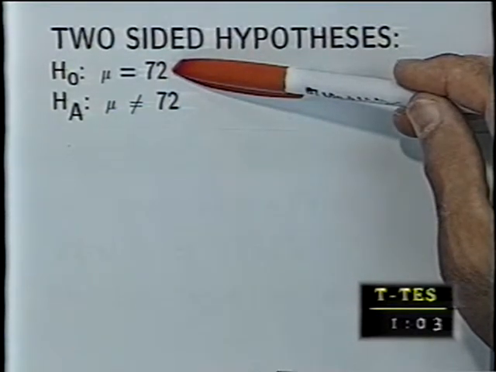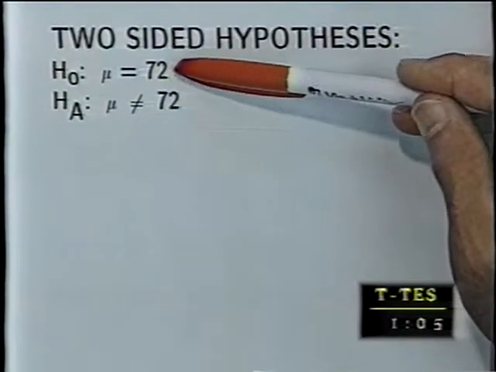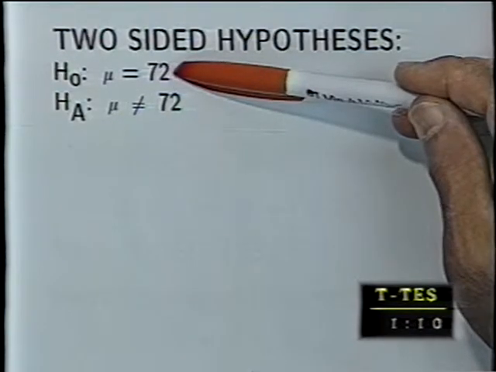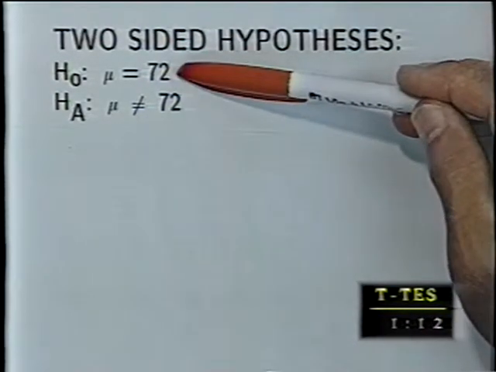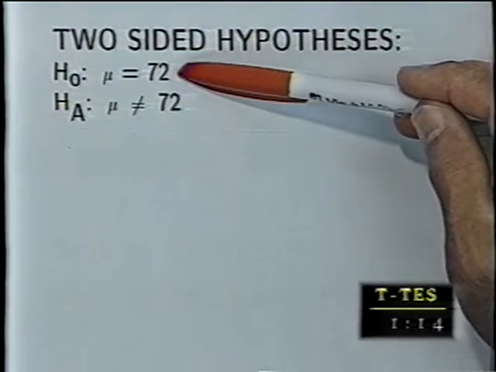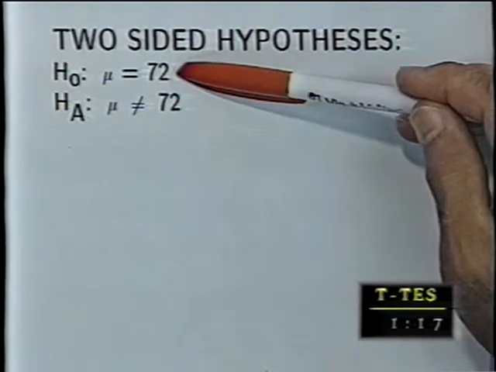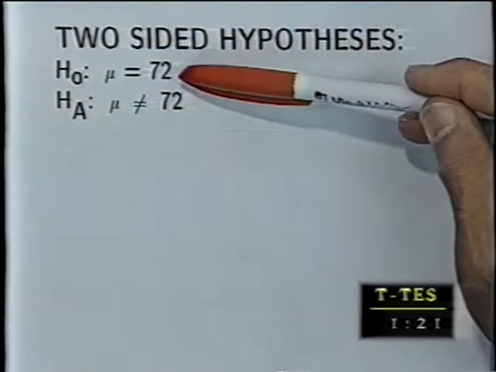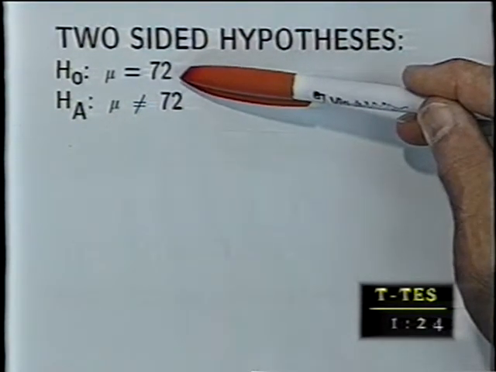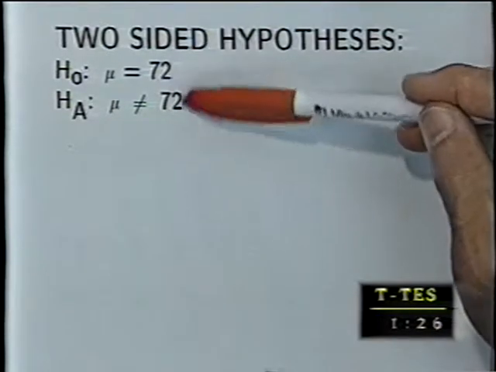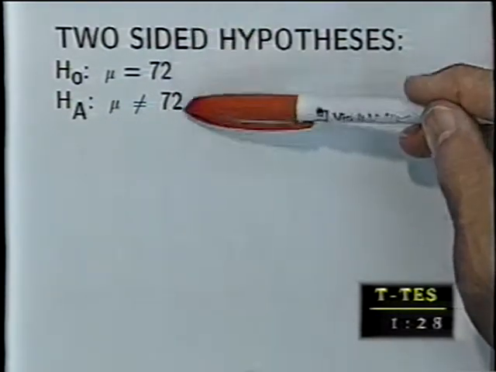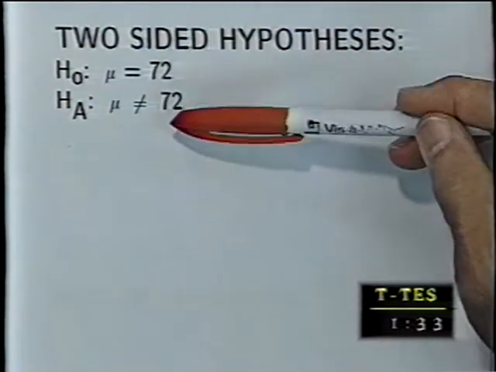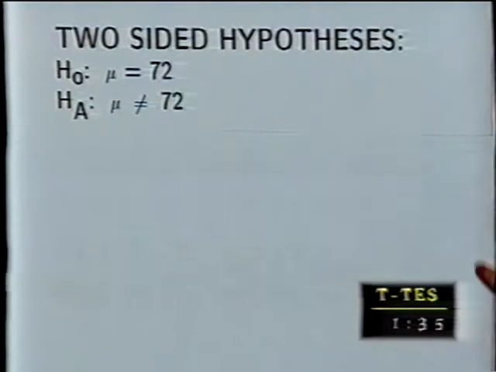If I thought the fellow was 80 inches tall, really 80, I'm convinced he's 80 inches tall, then I would say the null hypothesis is wrong. I would reject it because 80 is much bigger than 72. On the other hand, if I thought that the true height was 50 inches, he's only 50 inches tall, I would reject the null hypothesis because 50 inches is much smaller than 72. So I could reject this hypothesis on either side. And I call this a two-sided hypothesis because I can reject on either side of it.